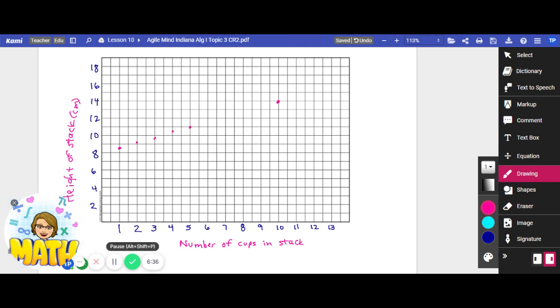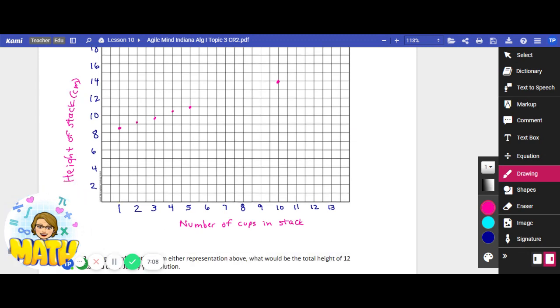Compare your dot placement to mine. Did you remember to jump all the way over to the 10 for the number of cups for that final dot? Hopefully you did. And now you should see that they're kind of all falling into a line. Since we had to do a little bit of estimating, the dots might be just a tad bit off of a line, but you should be able to see from this that this is a linear function. The values in the function will form a straight line on the graph.